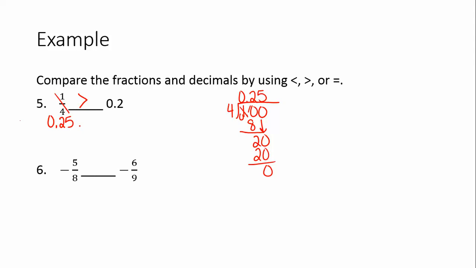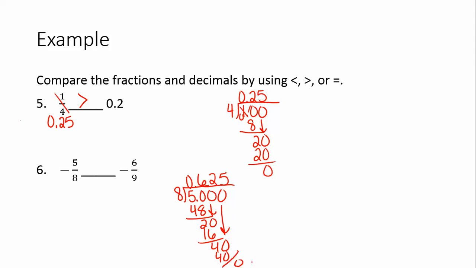On example 6, we have negative 5/8 and negative 6/9. These fractions are both negative, and we'll worry about that in a minute, but what we first need to do is tip and divide. So I'm going to do 8 into 5. Okay, so 8 goes into 50, let's see, 4, 5, 6 times. That's 48 with a remainder of 2. Bring down a 0. 8 goes into 20 2 times. That's a 16 with a remainder of 4. 8 goes into 40 5 times, and then we get a remainder of 0.